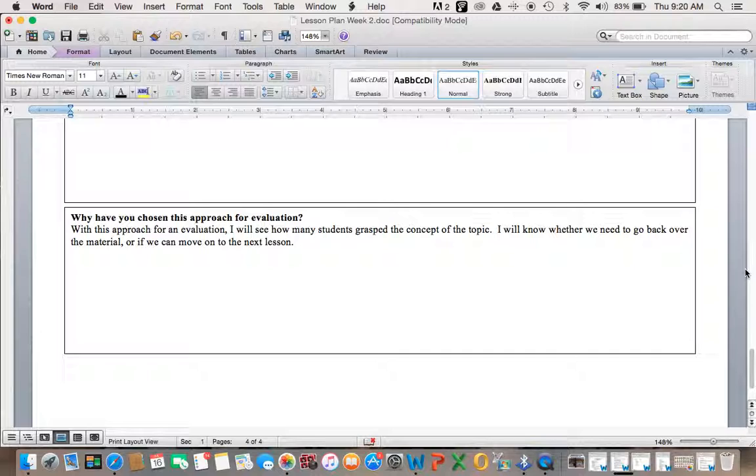Why have you chosen this approach for evaluation? With this approach for an evaluation, I will see how many students grasp the concept of the topic. I will know whether we need to go back over the material or if we can move on to the next lesson.